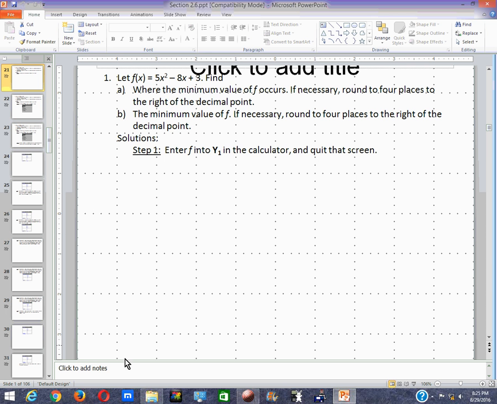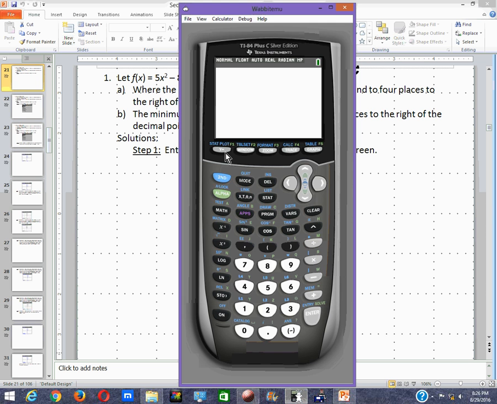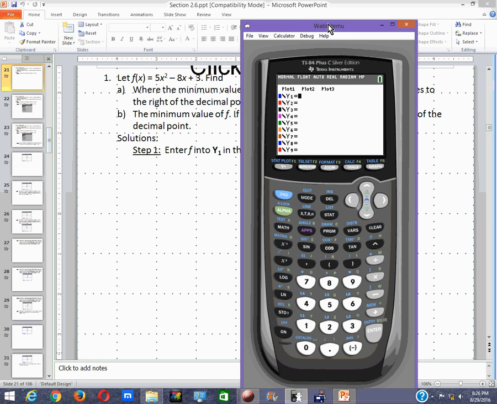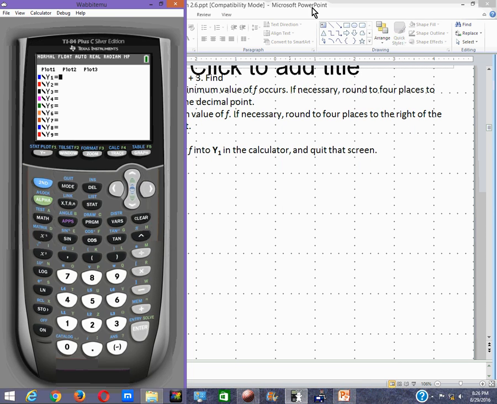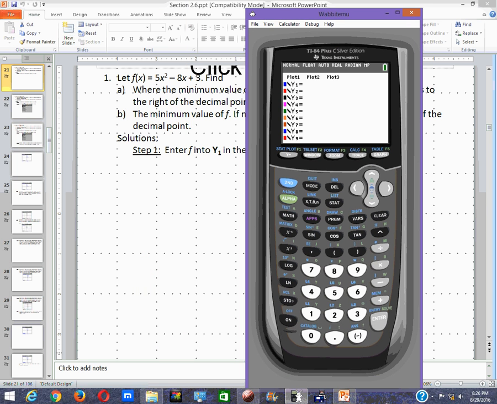Okay, so let's get out the calculator. Y equal. Okay, and it's 5x squared minus 8x plus 3. Oops, snapped back to where I didn't want it to go. 5x squared minus 8x plus 3, and quit the screen. So we are through step 1.